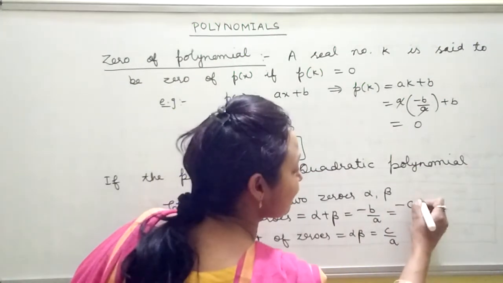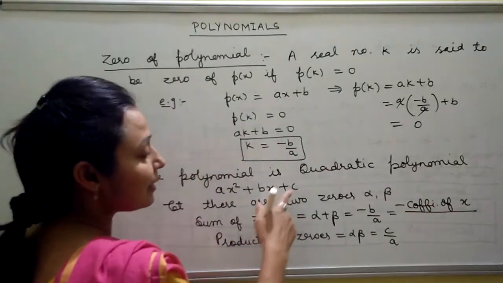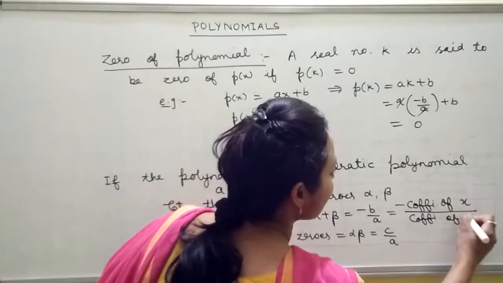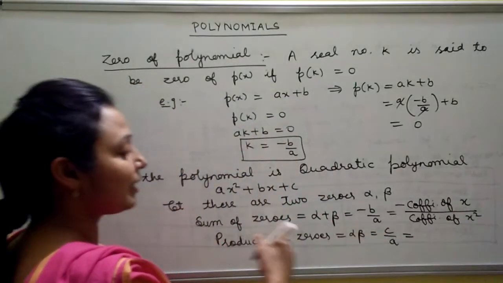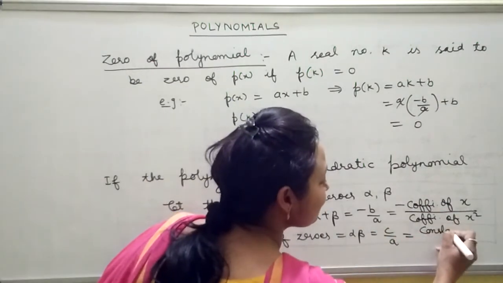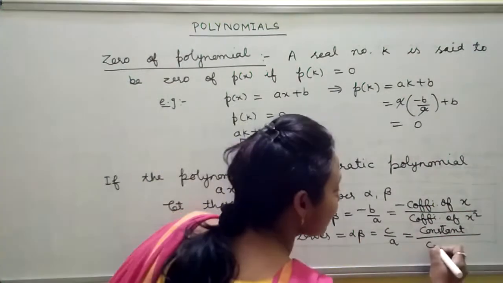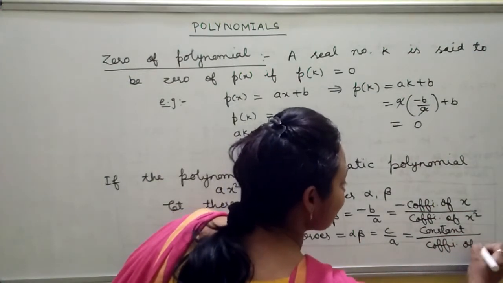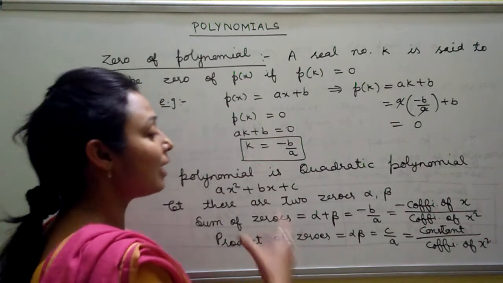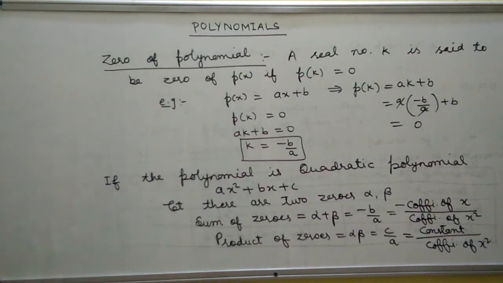So can we write? Yes, we can write: the coefficient of x divided by a, where a is the coefficient of x square. In the same way, if we want to verify, c is the constant upon x square, that is the coefficient of x square, right? So these are the two formulas of sum and product. Okay, we will find one formula on the basis of this given information.